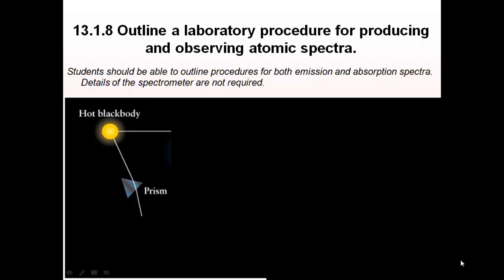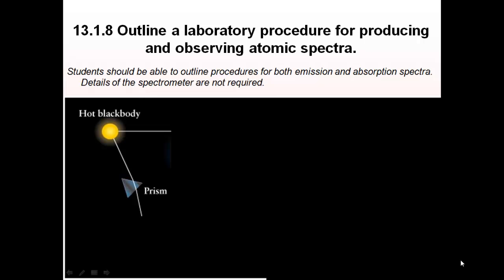Okay, we need to outline a laboratory procedure for producing and observing atomic spectra. The IB say that students should be able to outline procedures for both emission and absorption spectra, but the details of the spectrometer, the device that looks at the spectra, are not required.